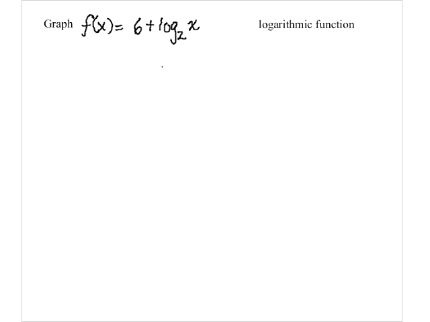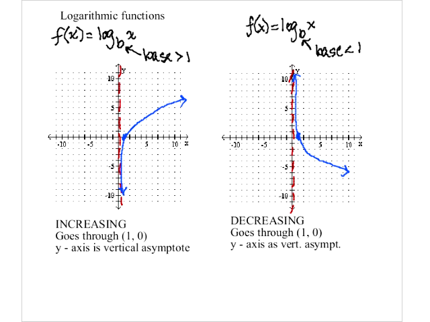So let's go back and take a look at the base of the logarithm. The base of the logarithm is base 2. And since that's greater than 1, it's going to be increasing. So it's the increasing log graph. So I'm going to go back and see if I can't copy that over. So we're looking at this one here, because that is the increasing graph because the base is greater than 1.